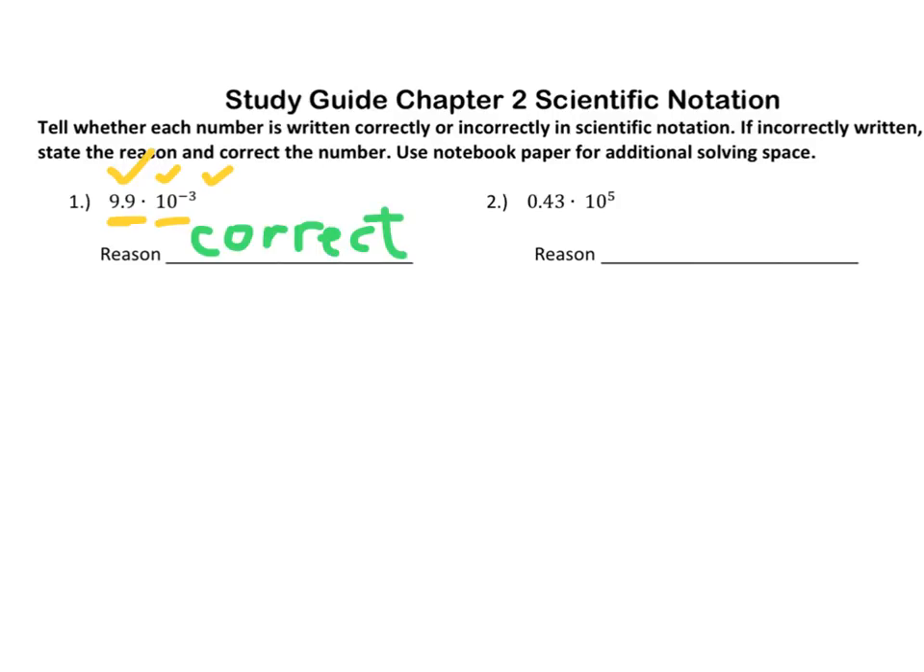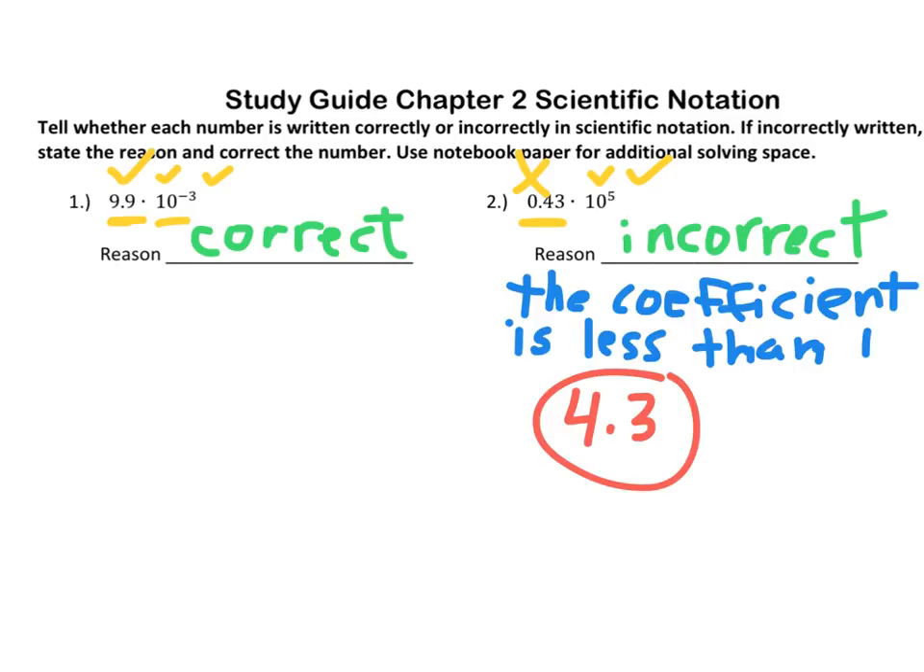For the second one, I see that the coefficient is less than 1, but we do have a power of 10 and an exponent, so we would say incorrect. Our reason is the coefficient is less than 1, then we have to correct it. The correct coefficient would be 4.3.